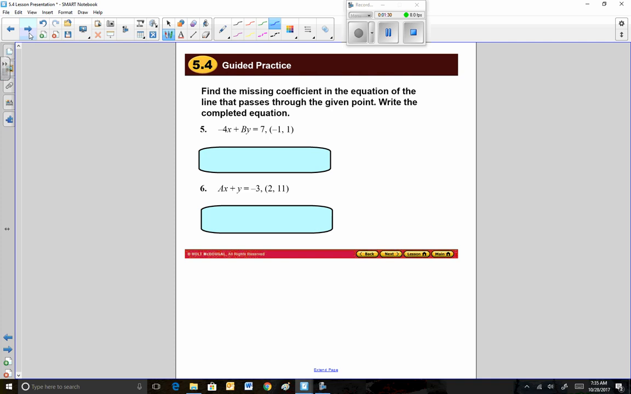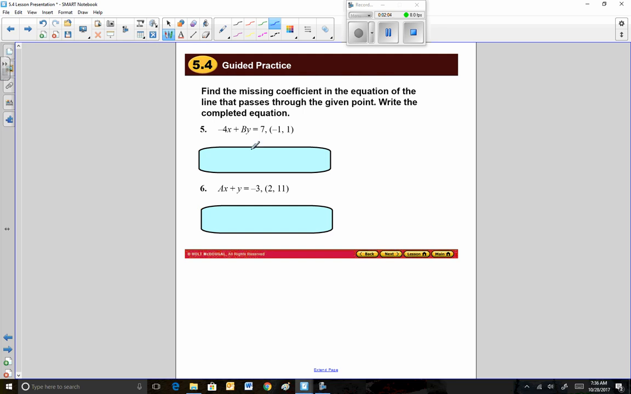Substitution. Go ahead and read out this. Find the missing coefficient in the equation of the line that passes through the given point. Write the completed equation. So, pause your video and try finding the missing coefficient in this line. They gave you x and y. Substitute in to find that missing b value that's supposed to be right here. That's not the y-intercept, by the way. All right, pause the video, give them a try.